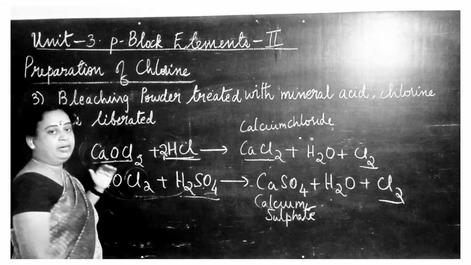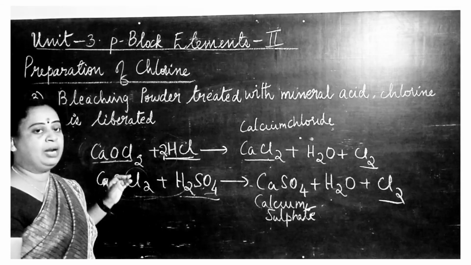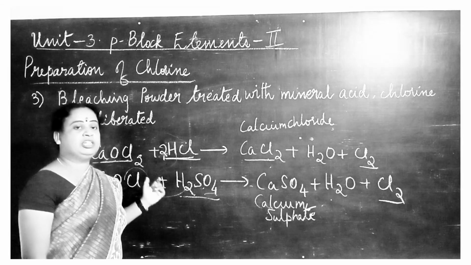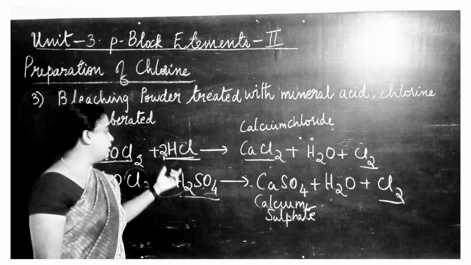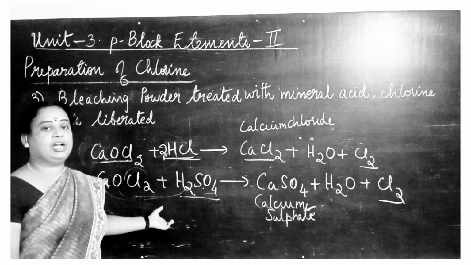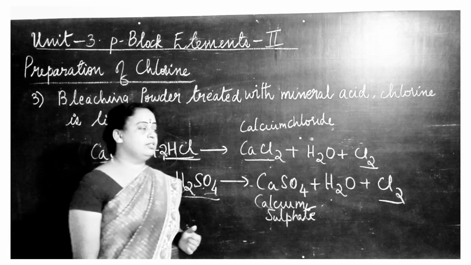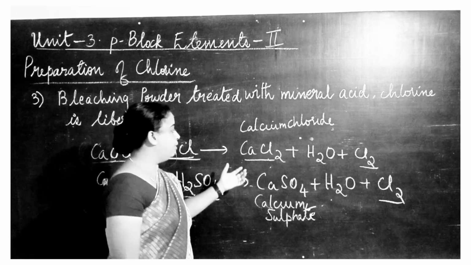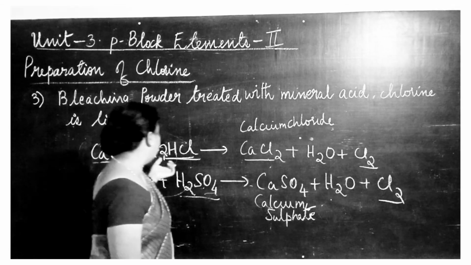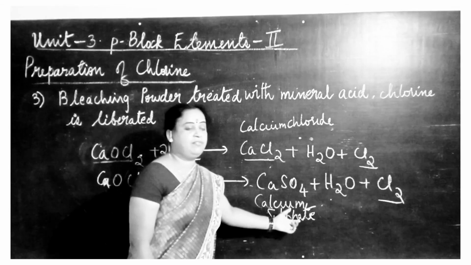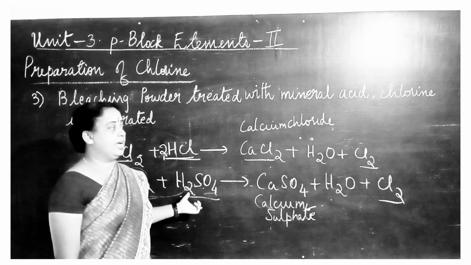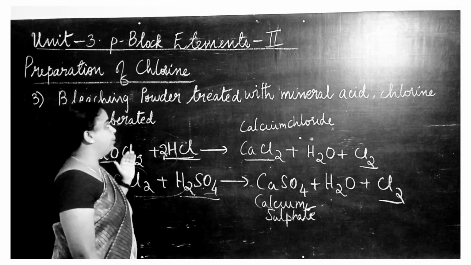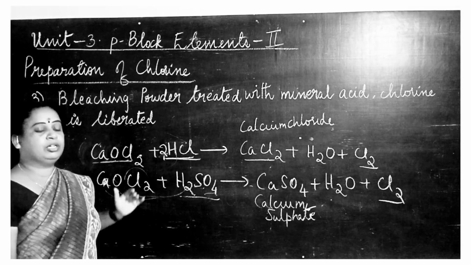Okay, so this is the third preparation of chlorine. Chlorine can be obtained by treating the bleaching powder with mineral acids like sulfuric acid and HCl to give the chlorine gas. Along with the chlorine gas, byproducts like calcium chloride are formed with HCl and calcium sulfate with the sulfuric acid. Okay, so chlorine gas is prepared by this method also.